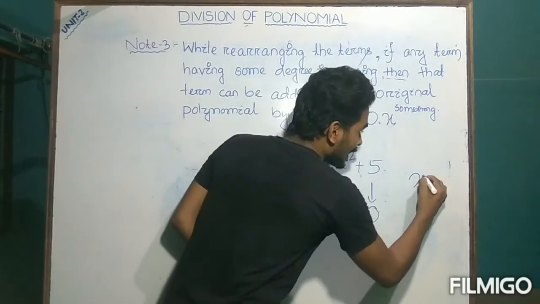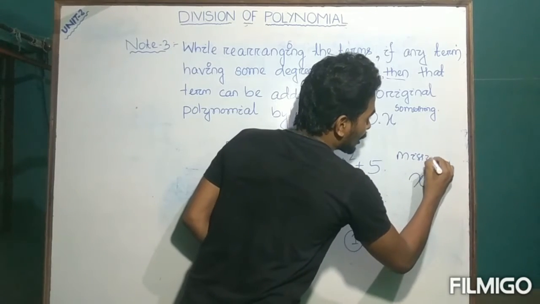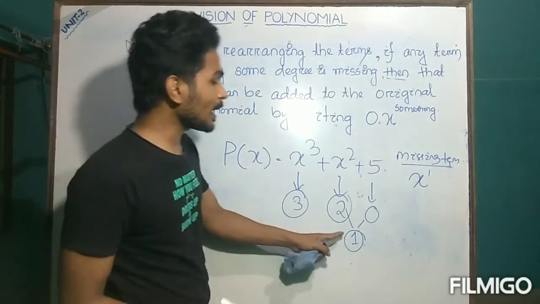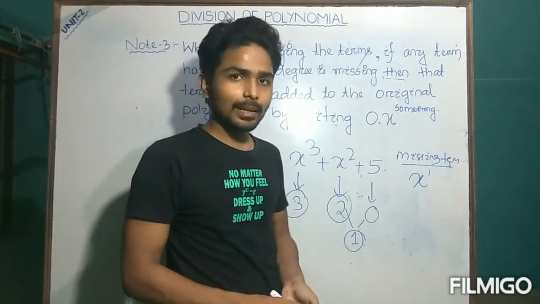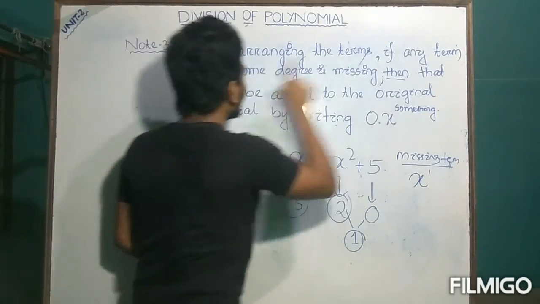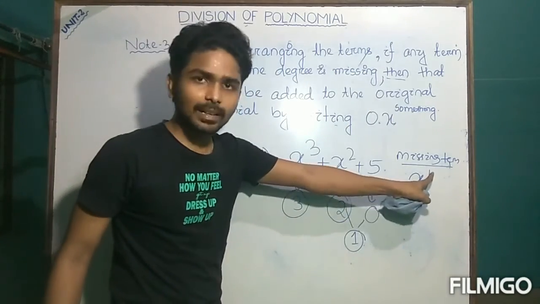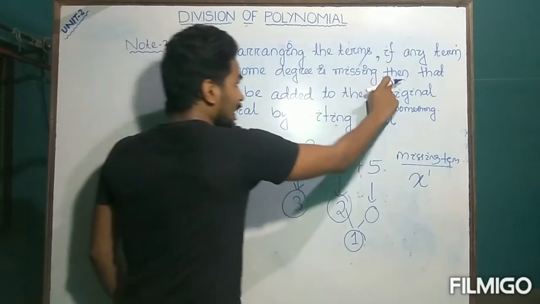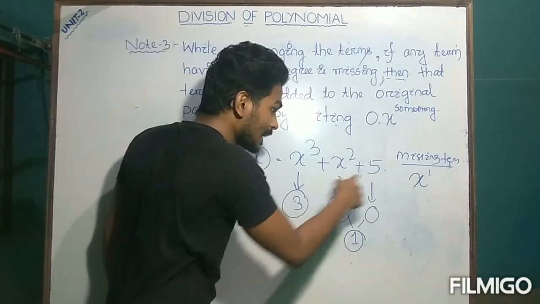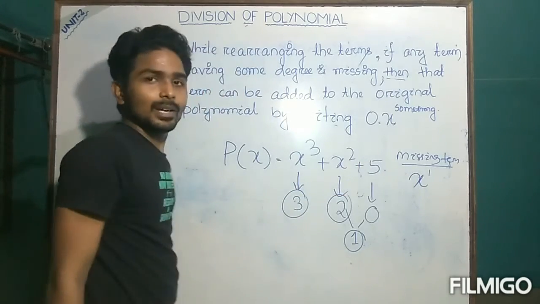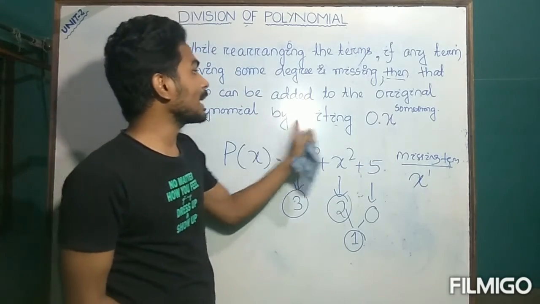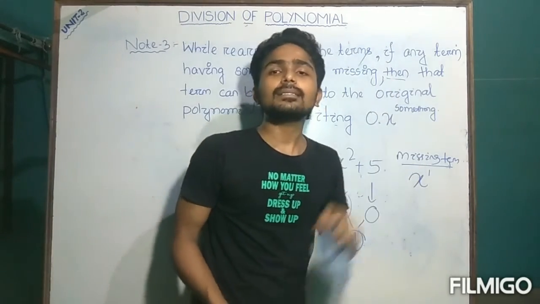That means we can say the missing term will be x to the power 1, because we do not have a term whose degree is 1. So clear? Up to this we are clear. While rearranging the terms, if any term having some degree, here degree 1, is missing, then that term can be added to the original polynomial. We will add this term to the original polynomial just by writing 0 into x to the power something.